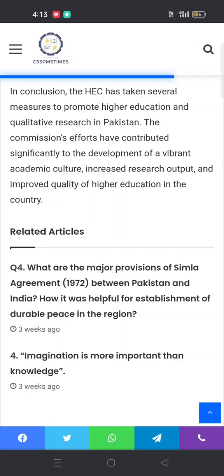In conclusion, the HEC has taken several measures to promote higher education and quality research in Pakistan. The Commission's efforts have contributed significantly to the development of a vibrant academic culture, increased research output, and improved quality of higher education in the country.